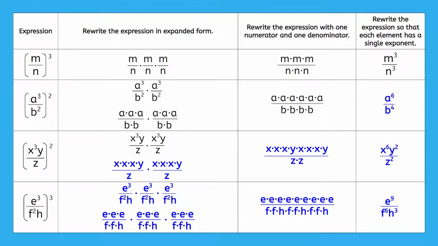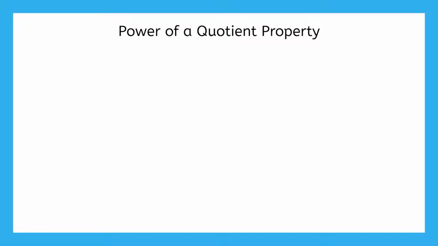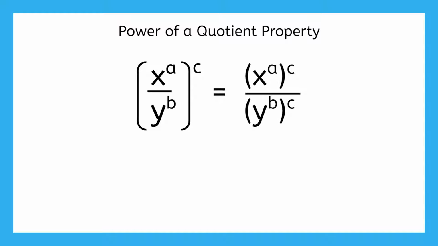Ready to learn the power of a quotient property so we can navigate our way out of the quotient maze? Let's do it! The power of a quotient property states that the quotient of elements such as x to the power of a divided by y to the power of b raised to some exponent c can be simplified by distributing the outer exponent to the numerator and denominator of the expression.